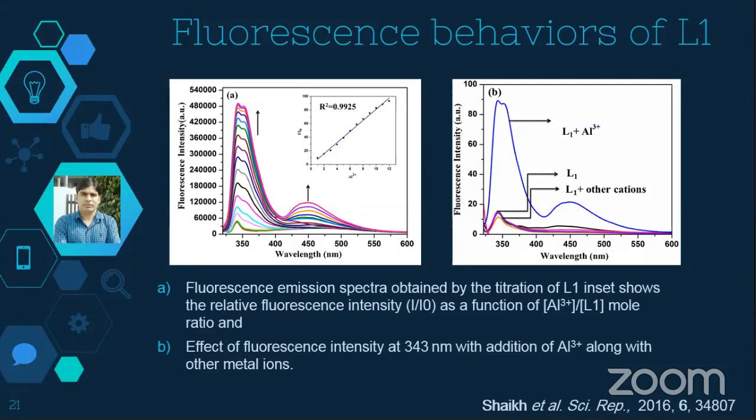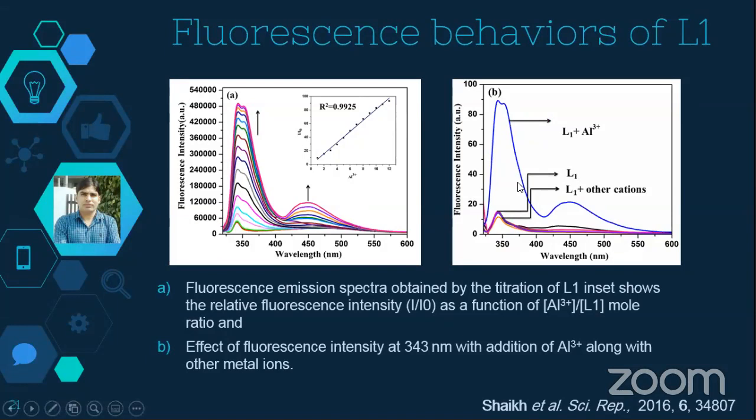So we could get a very highly linear curve here with reference to the concentration, with reference to the enhancement in the fluorescence intensity, that is 99.25. So we can say this is a very good sensor in terms of linearity. You can see that it is a very good sensor.